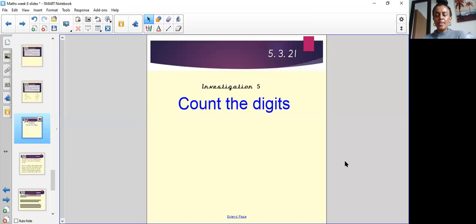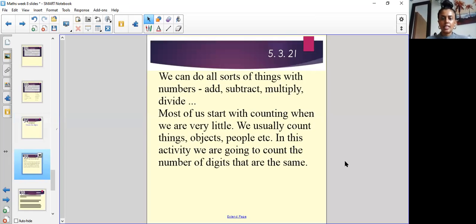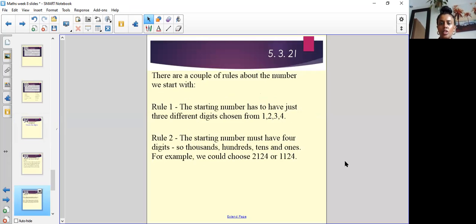So let's have a look at our investigation today. It's called Count the Digits. We can do all sorts of things with numbers. We can add them, subtract them, multiply them, and divide them. Most of us start with counting when we are very little. We usually count things, objects, and people. In this activity, we're going to count the number of digits that are the same. There are a couple of rules about the number we start with. Rule 1, the starting number has to have just three different digits chosen from 1, 2, 3, and 4. Rule number 2, the starting number must have 4 digits, so thousands, hundreds, tens, and ones.